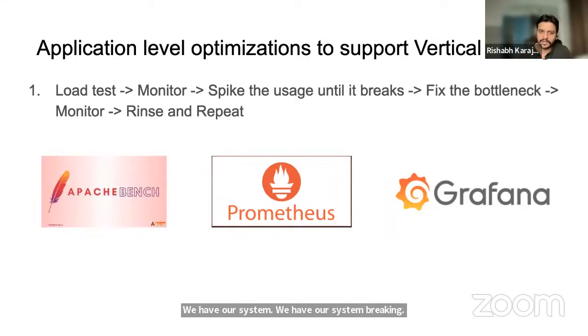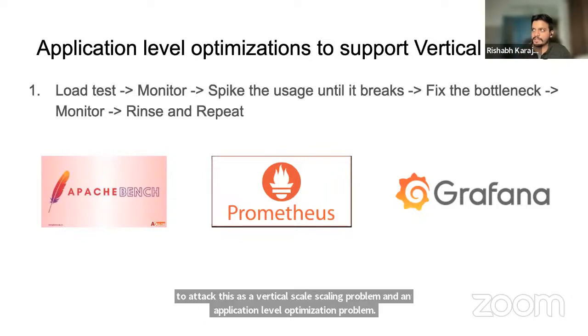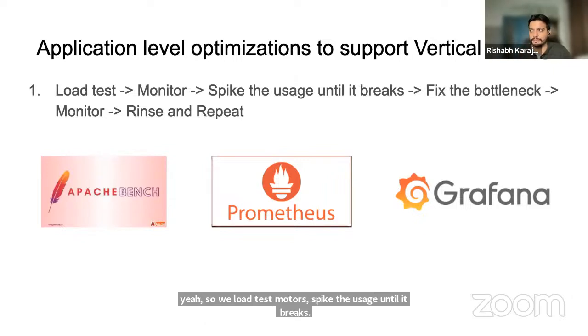Let's start with how we can optimize our resource consumption. And when we have that set, then finally all we need to do is maybe set some high availability and keep the server on an auto scaling mode. So I keep horizontal scaling as the last strategy. I want to attack this as a vertical scaling problem and an application level optimization problem. So we load test, monitor, spike the usage until it breaks, fix the bottleneck, monitor, rinse and repeat.